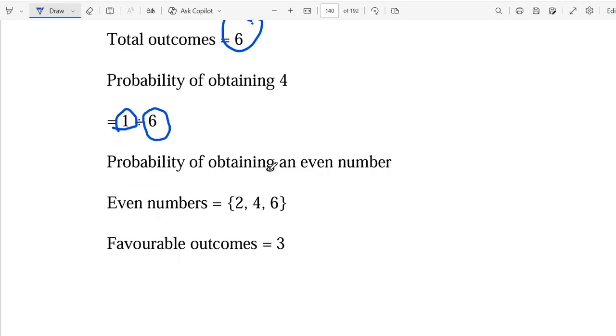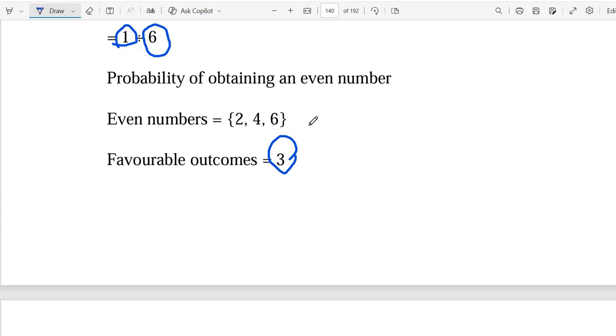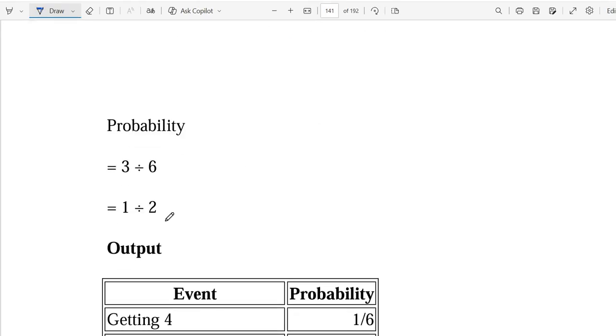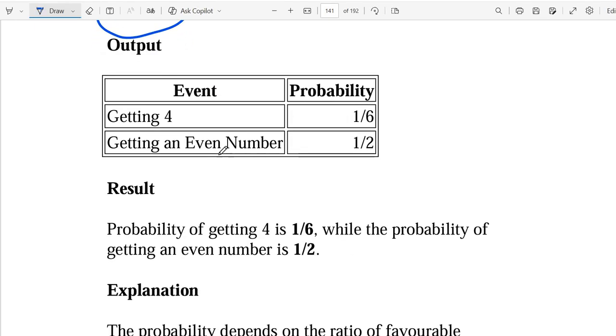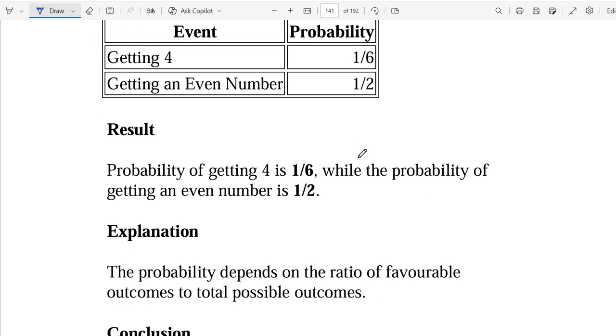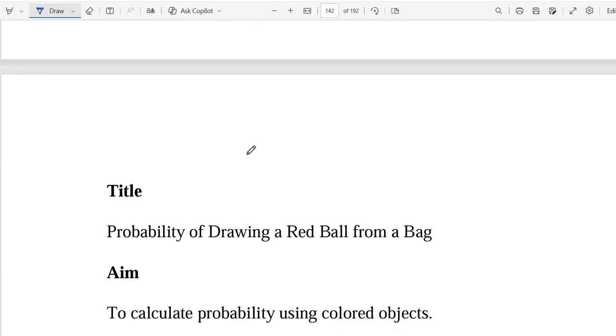So the probability of obtaining an even number. How many even numbers are there on the dice? Right, 2, 4 and 6. So favorable outcomes are 3 and total outcomes are 6. 3 divided by 6, that is 1 by 2. So the probability of getting 4 is 1 by 6 and getting an even number is 1 by 2. Correct?